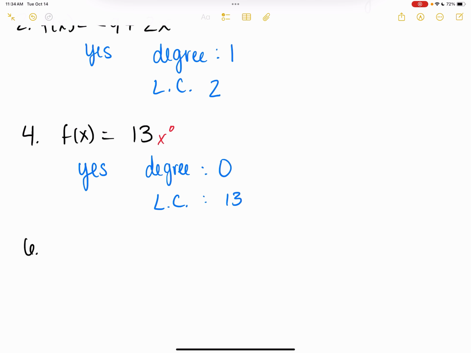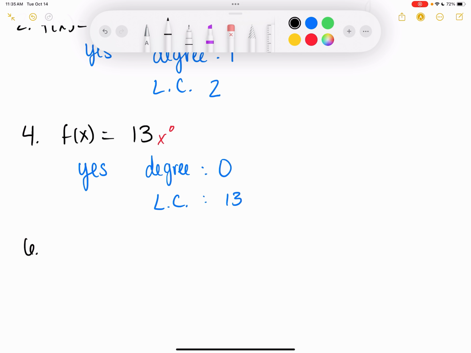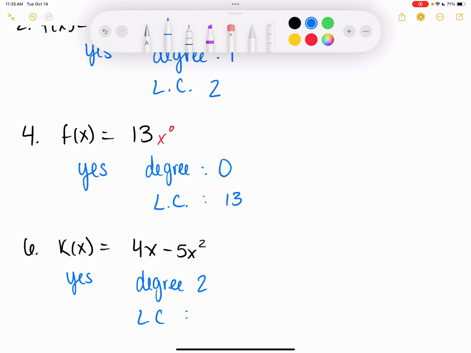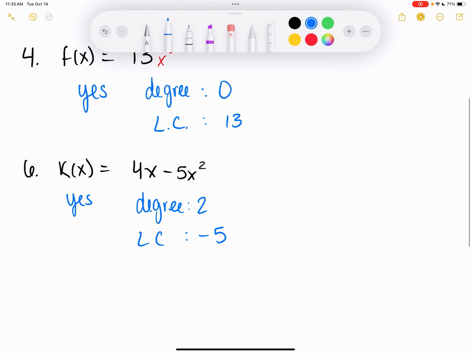Number 6. K of x is equal to 4x minus 5x squared. Is this polynomial? Yes, it's also a binomial. It's degree 2. What's the leading coefficient? 4? No. In front of the highest powered term. -5. That's the easiest stuff in this whole section.